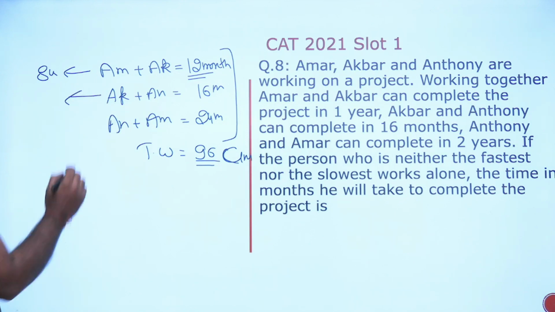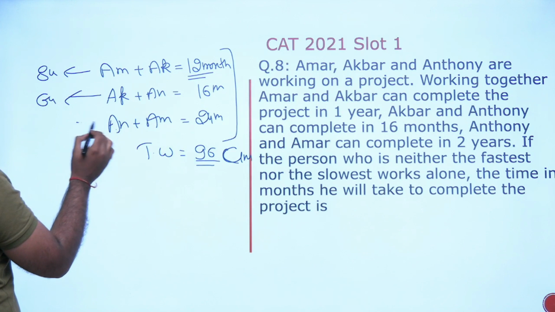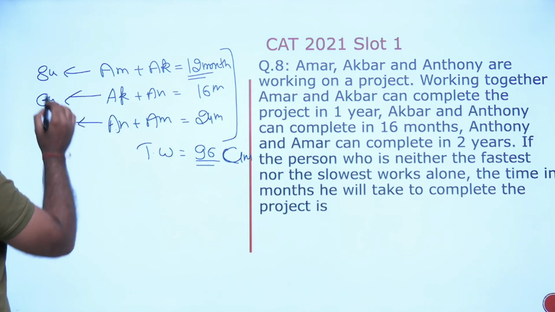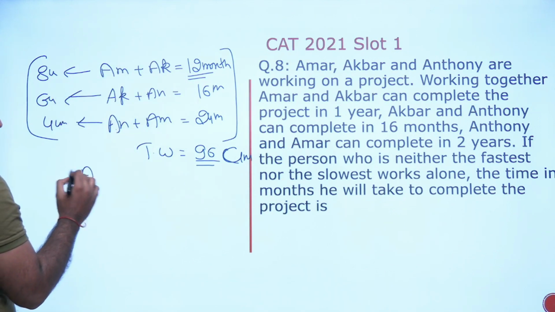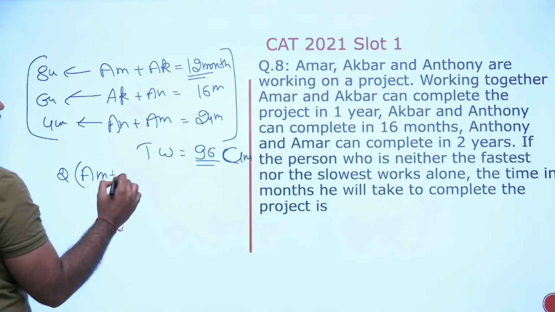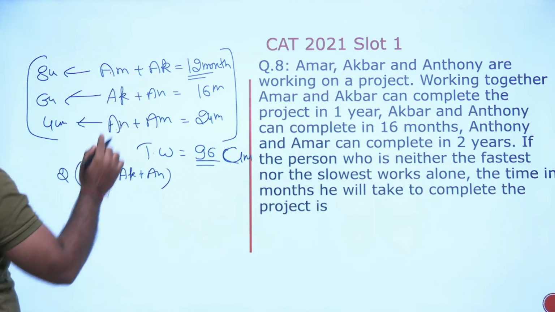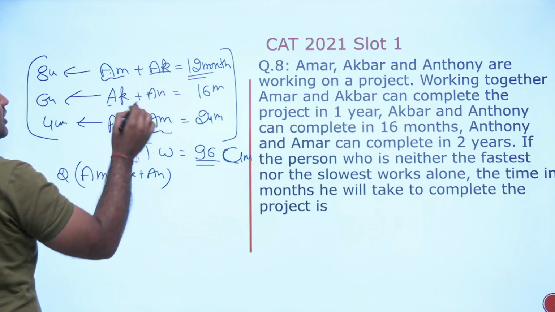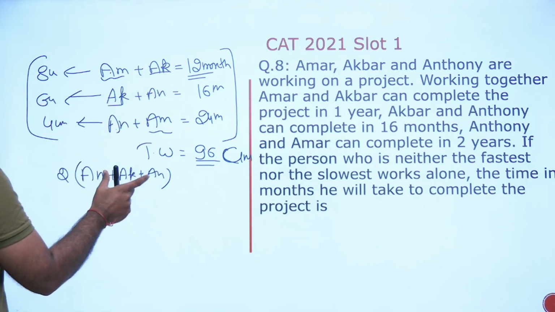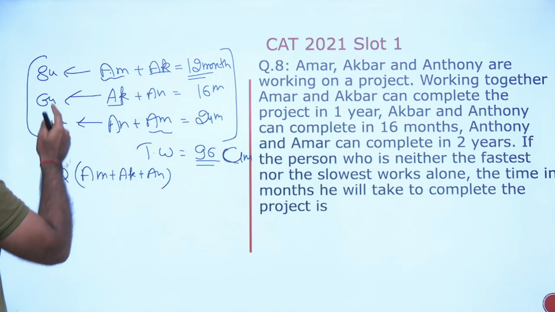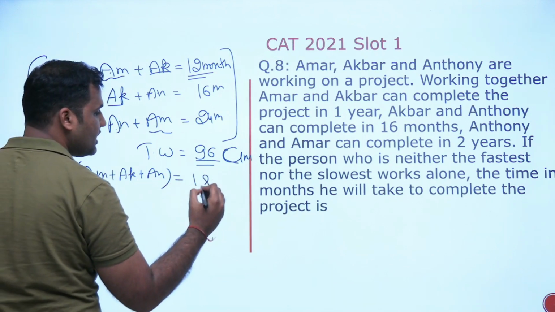अकबर और एंथनी 1 मंथ में 6 यूनिट्स का काम करेंगे. एंथनी और अमर 1 मंथ में 4 यूनिट्स का काम करेंगे. राइट. So if I add all these 3 equations, I get to know कि 2 times of Amar, Akbar and Anthony. Amar, Akbar और Anthony 2 times क्यों आएगा? Because ये equation add करने पे Amar भी 2 बार add हो रहा है. Akbar is also getting added for 2 times. Anthony is also getting added for 2 times. So all 3 of them together getting added for 2 times, and the units that they are doing will be 8 plus 6 plus 4, that is equal to 18 units.